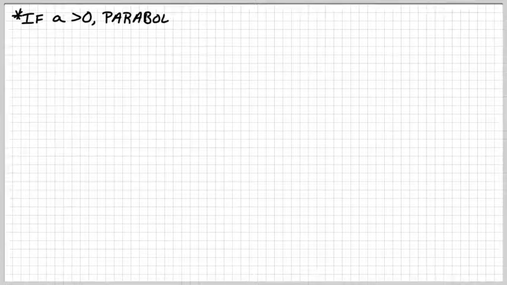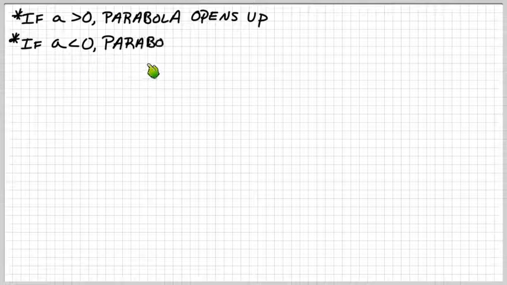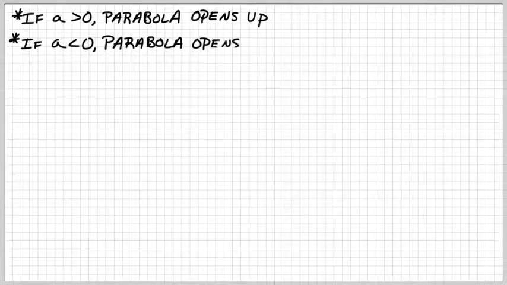Quick note that you should remember from Algebra 2: if a is greater than 0, aka positive, the parabola opens up, which means it would be concave up. And if a is less than 0, or negative, the parabola opens down, or you could say concave down.